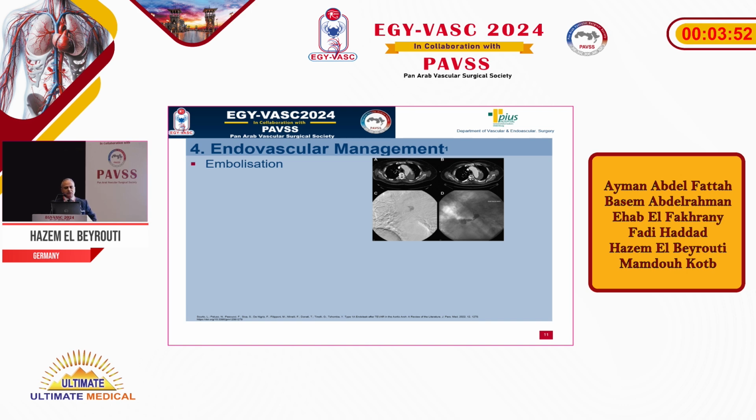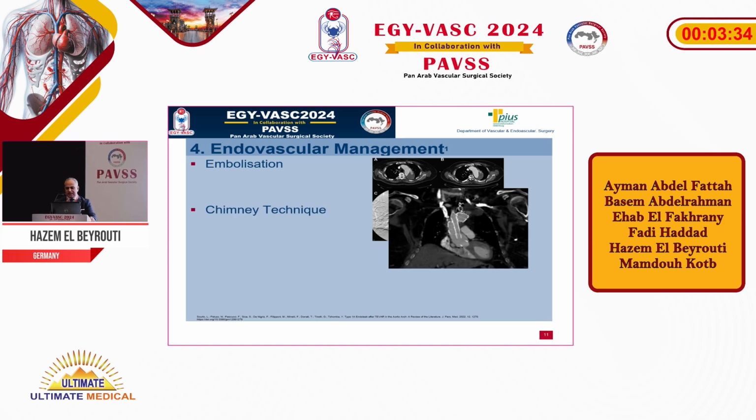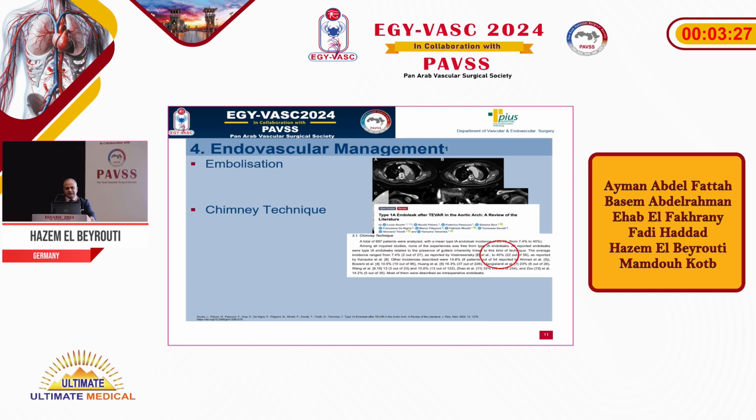For the endovascular management, as you can see here, we have embolizations such as Onyx, which has good results for type 2 endoleak, but no reliable data for type 1, especially after TEVAR. The chimney technique, but as you know, we have here an increased risk of re-endoleak with an incidence of up to 40% because of the gap between the chimney and the proximal part of the stent.